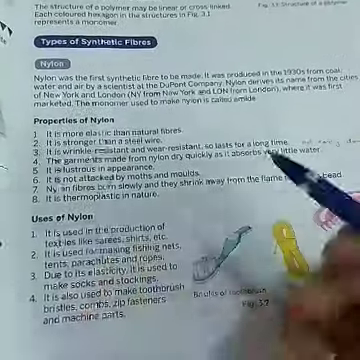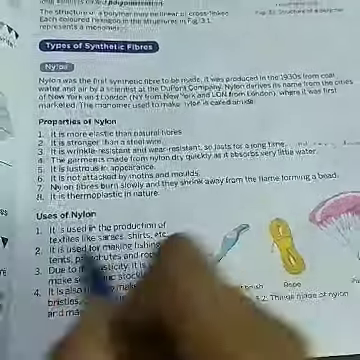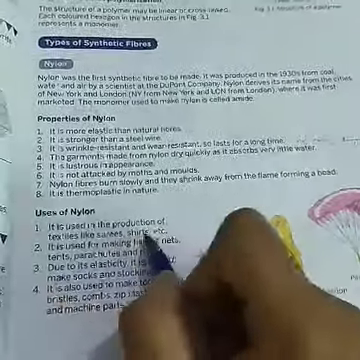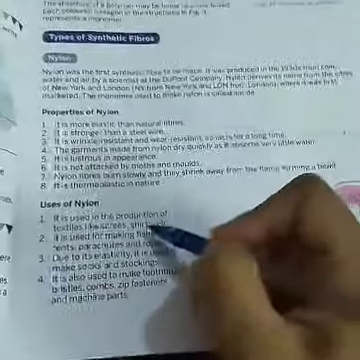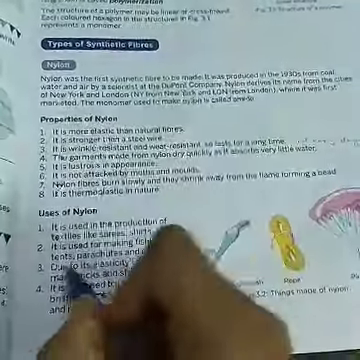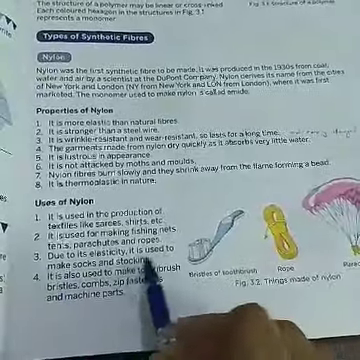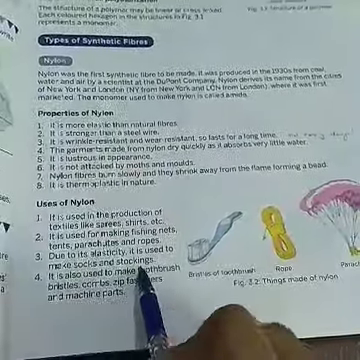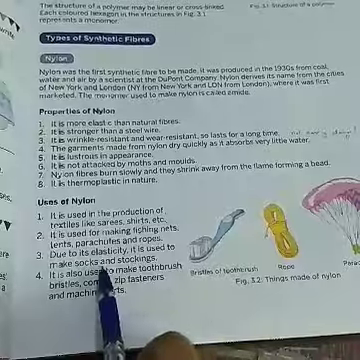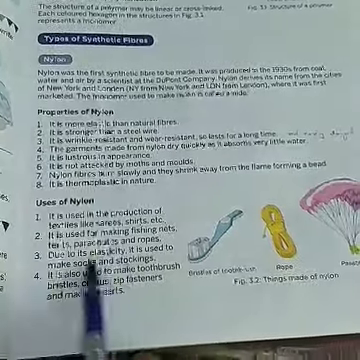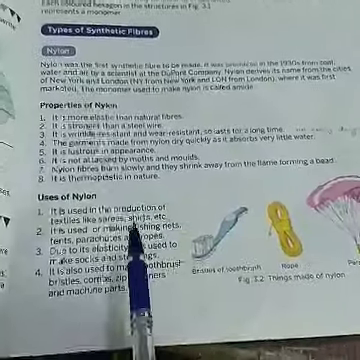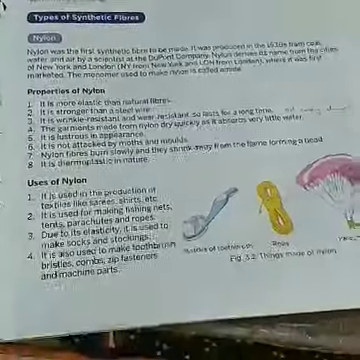Okay, uses of nylon. It is used in the production of textiles like saris, shirts, etc. It is used for making fishing nets, tents, parachutes and ropes. Due to its elasticity, it is used to make socks and stockings. So socks and stockings also contain nylon, due to the property of elasticity.